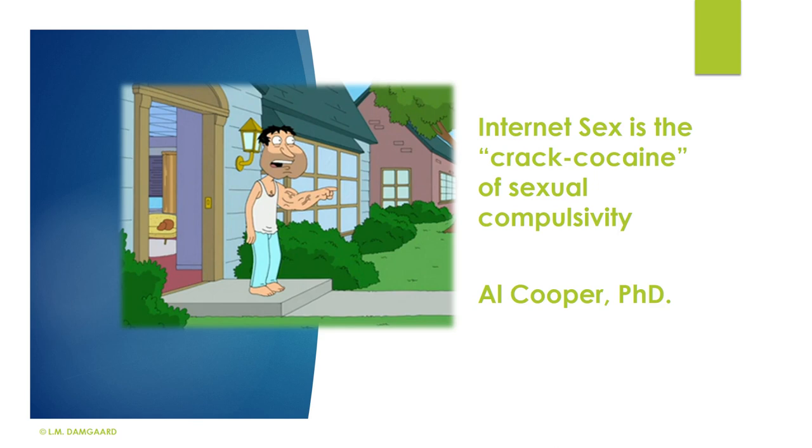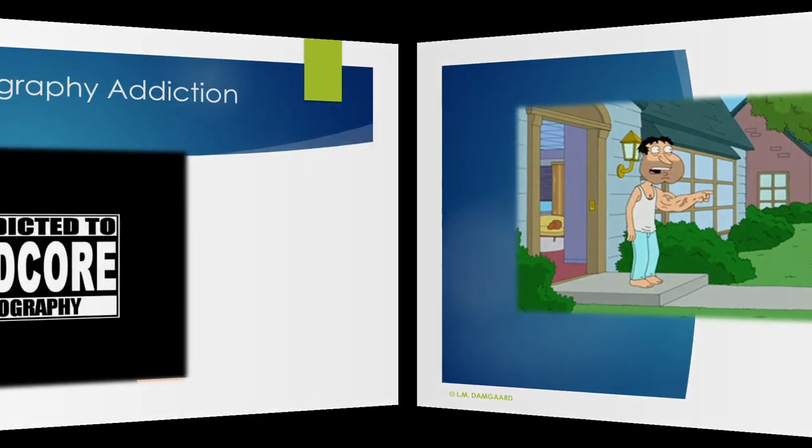This cartoon cracks me up, right? So if anyone's seen this episode, Quagmire has been in his house jerking off for 3 days because he just discovered internet porn. Hence why one arm is bigger. So it's just a bit of a joke, but I often use this in my lectures.